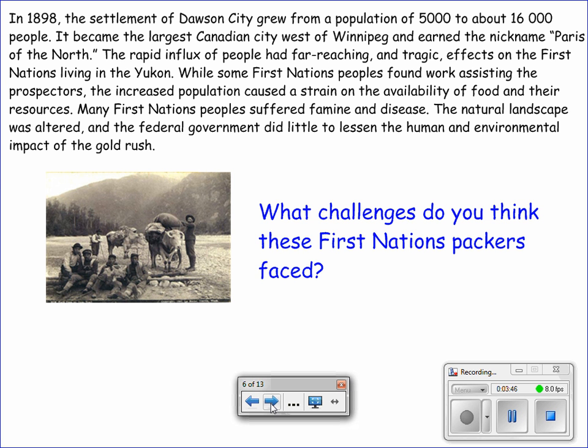The natural landscape was altered, and the federal government did little to lessen the human and environmental impact of the gold rush. Just take a look at this photograph on the left. What challenges do you think these First Nations packers faced? I want you to put the video on pause so you can take a closer look at this image and then write down what challenges you think these First Nations packers faced. Now let's continue.